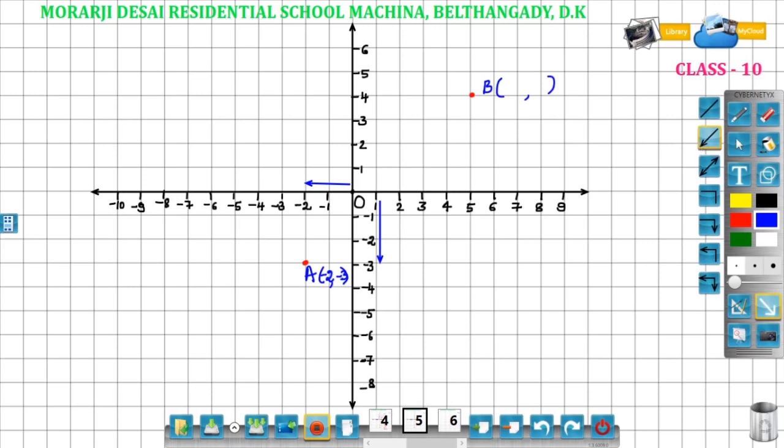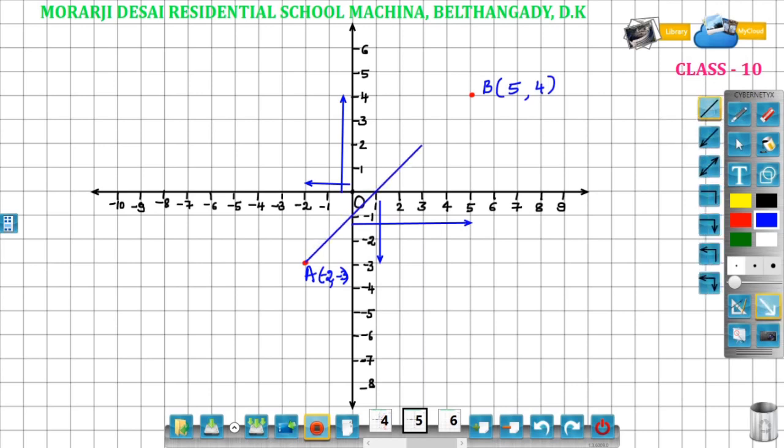Next, write the coordinates of point B. Point B is at a distance 5 units along the x-axis and 4 units along the y-axis. So coordinates of point B are 5, 4.